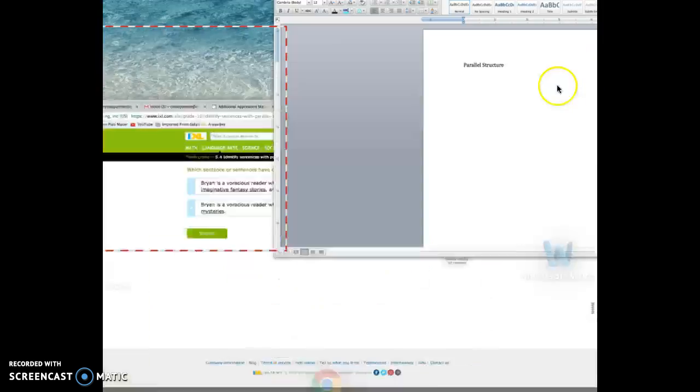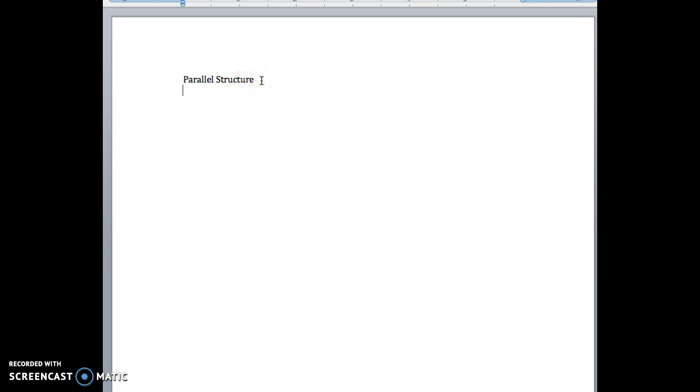Okay. So parallel structure, what the heck is it? Parallel structure is a way to structure a sentence when you have a list of things in it. Here is an example that a lot of you probably think sounds good, unless you're a vegetarian. I like eating eggs, bacon, and drinking milk.